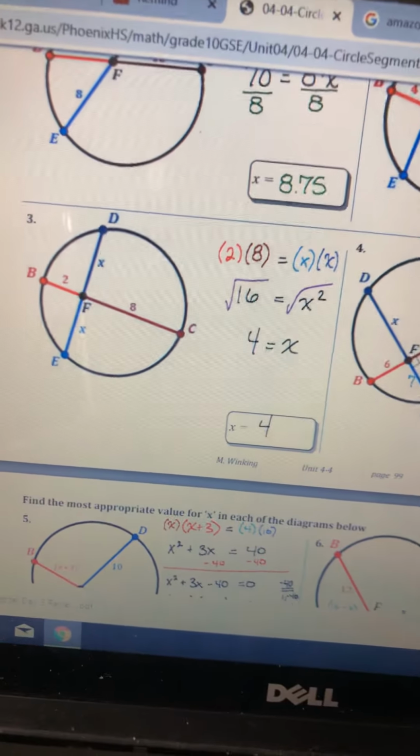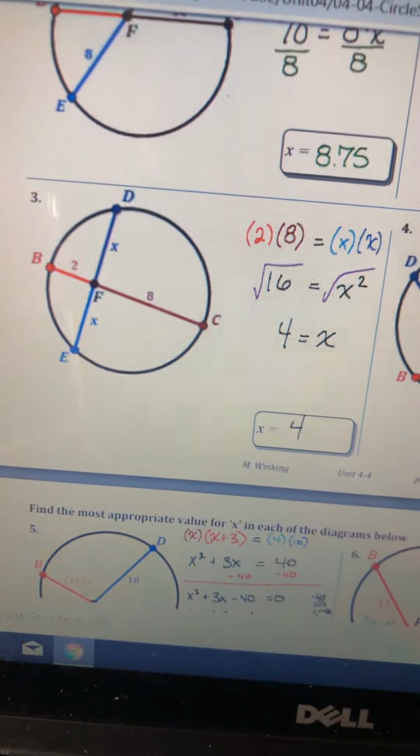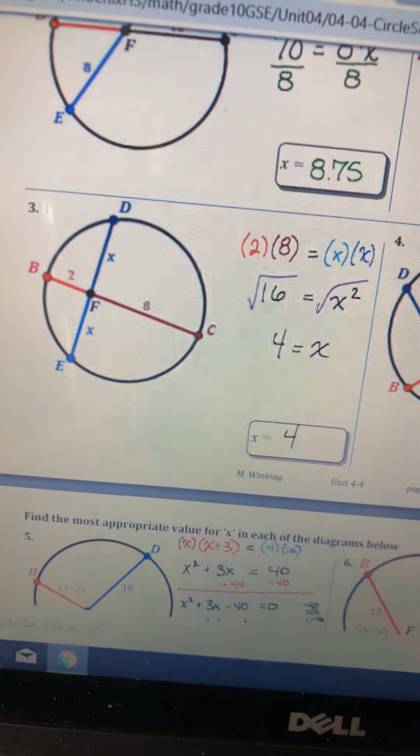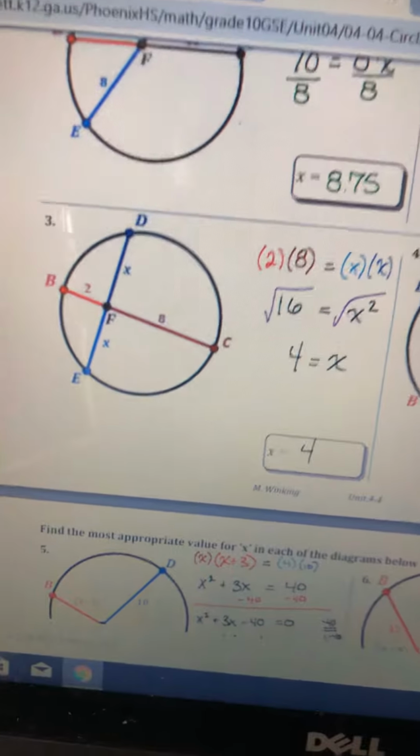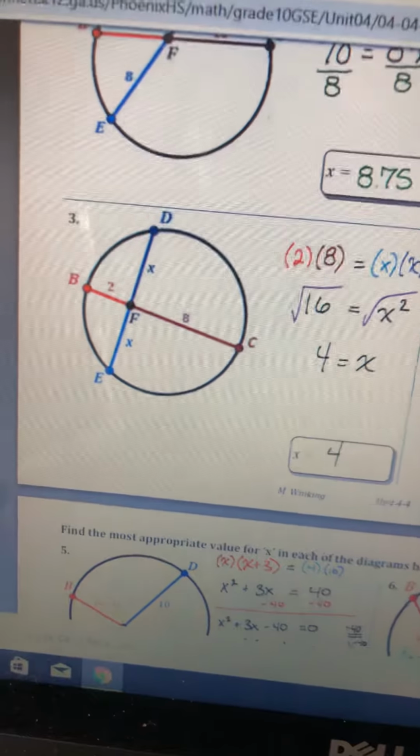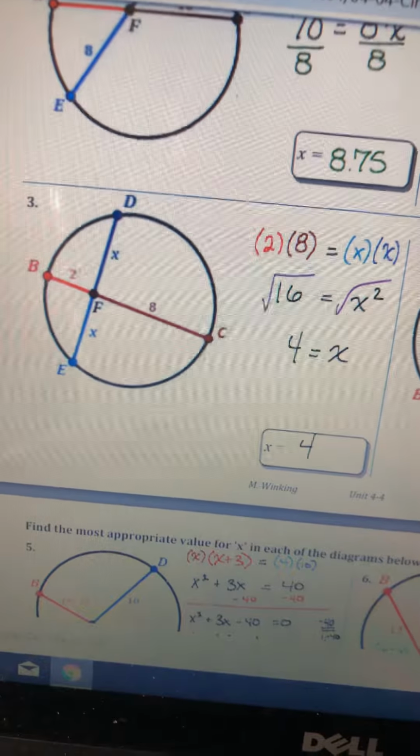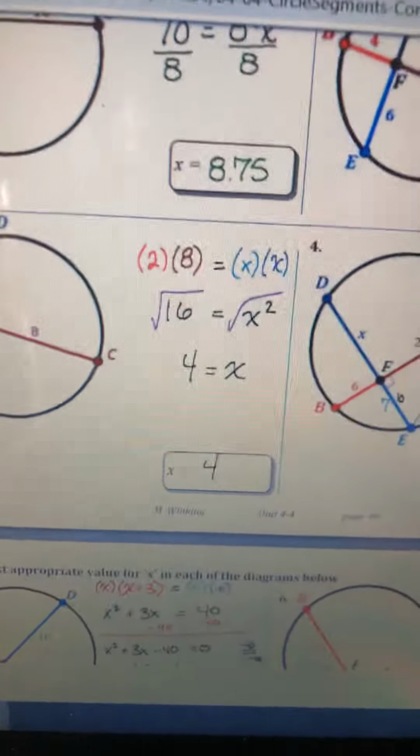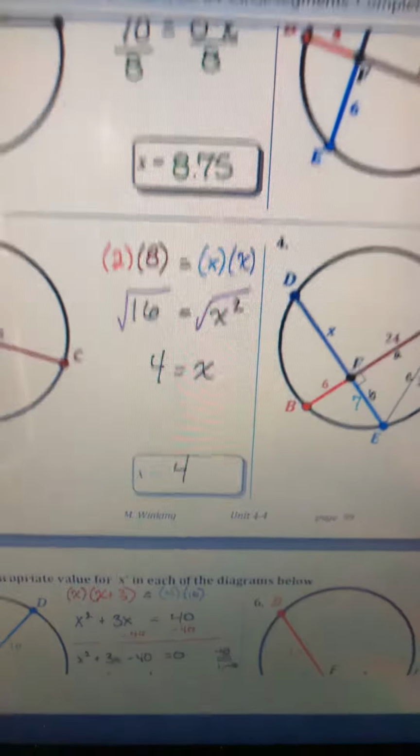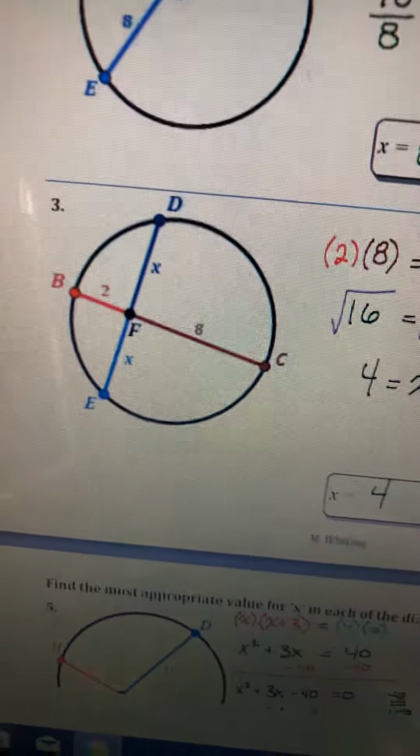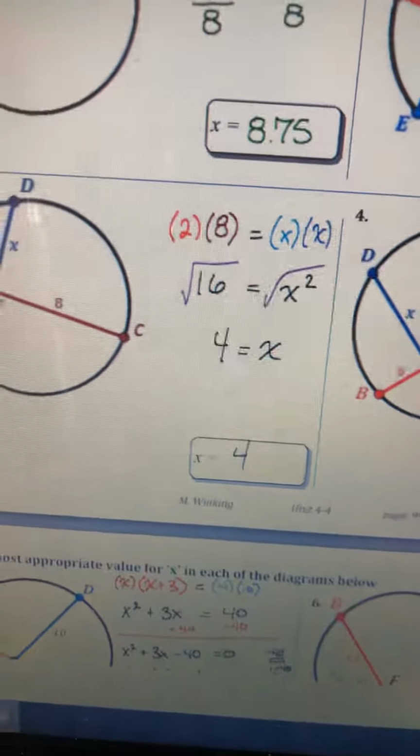Now we're going to jump down to number 3, where we have chord DE, which is broken up into X and X. Now it's two congruent segments, so it is divided in half, but we don't know what the measure is. It's just saying X. Now BC is broken into two segments of 2 and 8. So we're simply going to say 2 times 8 equals X times X, in which we get 16 equals X squared. Except we want to solve for X, not X squared, so we simply take the square root and X is equal to 4.